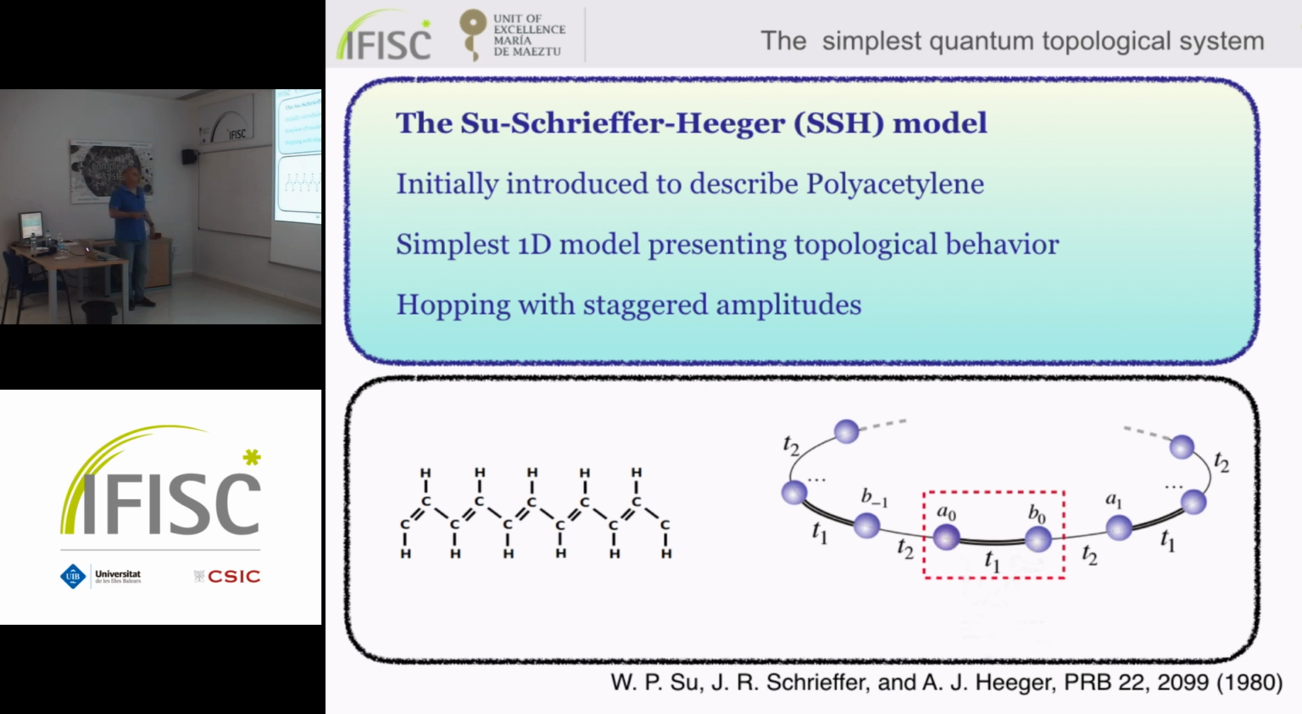You have two kinds of hopping amplitudes between the unit cell. The unit cell is this compound of carbon and hydrogen, and depending on whether you move to the left or to the right, you have different tunneling amplitudes. So you can describe the system this way. You have two amplitudes, T1 and T2, and let's say the species is the same. A is the same as B, but they are connected in this staggered way.